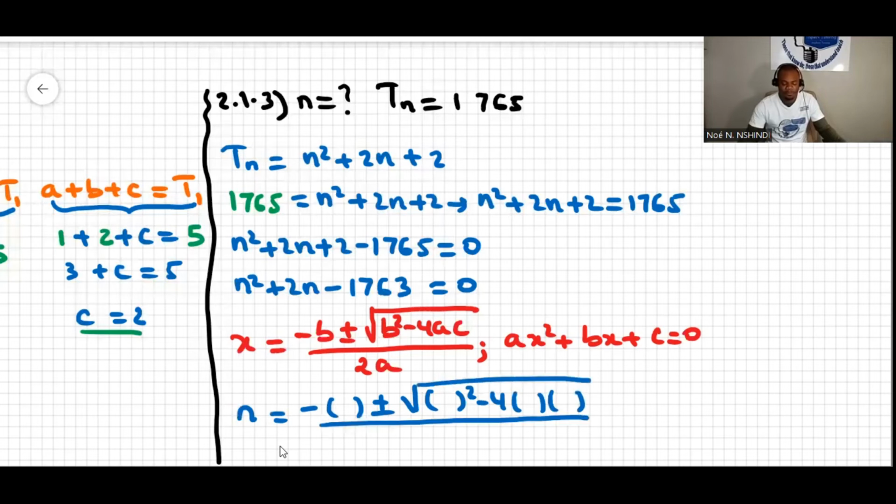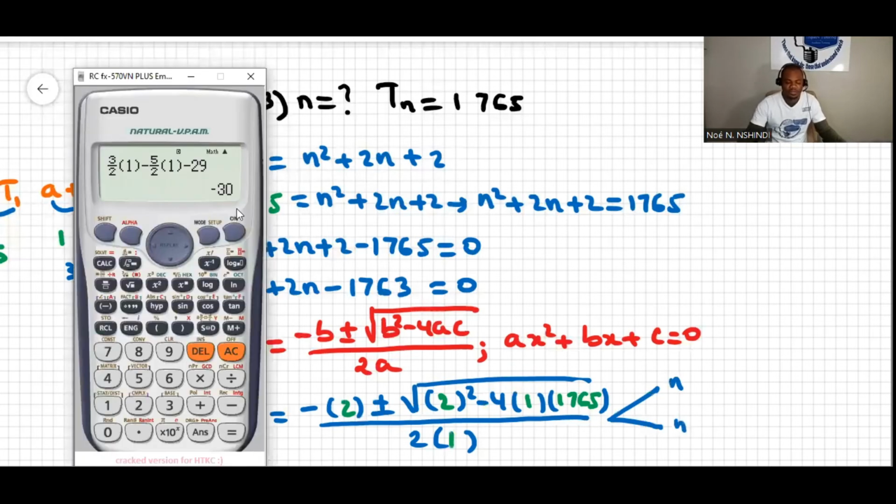Now, in this situation, our variable is not x as in the formula, but our variable will be n. So this will be minus b, plus or minus square root of b squared minus 4ac all over 2a. Now we can substitute the values: b is 2, so 2 squared minus 4, a is 1, and then c is 1765, that's the value of c, over 2a. A is 1. Now, there must be two solutions for n.